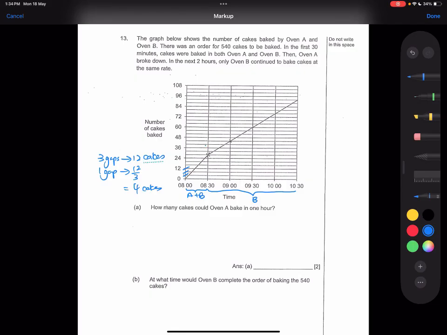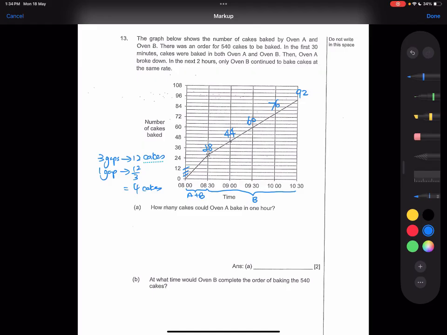Right, so this is 28. This is 44. 60. 76. 92. How many cakes could oven A bake in 1 hour?